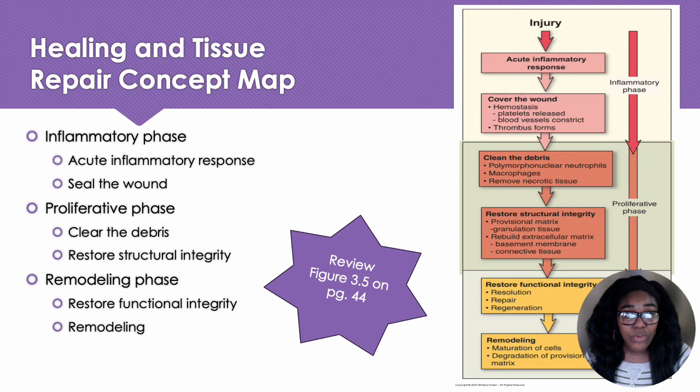So again, we have three different phases of healing and tissue repair. We have the inflammatory phase, which is the initial site where we have that injury. That first line of defense has been broken. We have inflammation. The body has now successfully had an inflammation response. We move into the proliferative phase. We're clearing that debris. We're restoring structural integrity. And then we have the remodeling phase where we're restoring functional integrity. So again, look at this concept map. It's a really good review on the healing and repair concepts within this chapter.